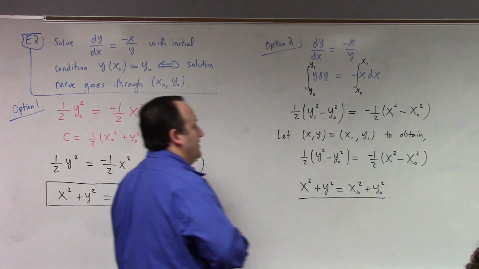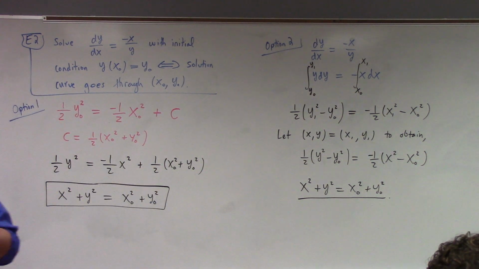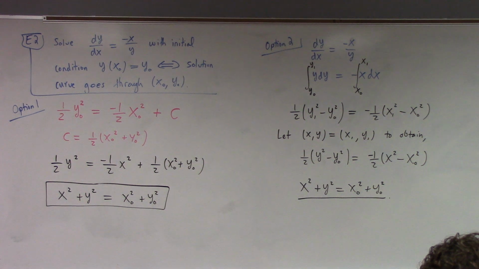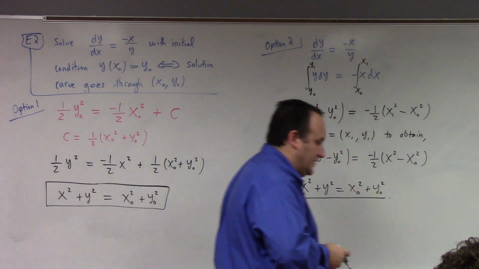So another way to build initial conditions in is to integrate. When you separate, you actually integrate over a pair of points, and then you can make one of those points the variable that you're interested in, x comma y, and make the other point the initial condition that you're trying to fit. And if you do this, it just automatically builds the initial condition in. Now, I don't usually do option 2. Usually I just find the implicit general solution, and then I find the c that makes it work. That's just my usual approach. But this is something that should be mentioned, and now I've mentioned it.